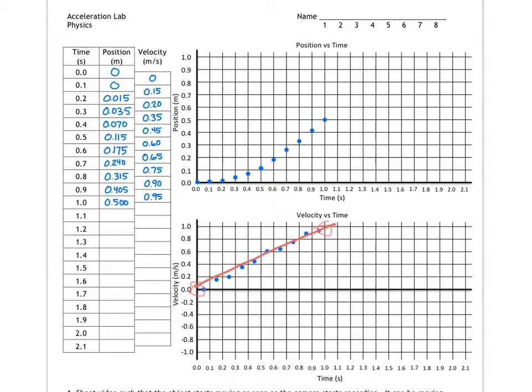Let me get my stylus for this. The slope of this line would be, I need 2 points, but I already have them. Up here, I've got 1 meter per second at 1 second. And down here, I've got 0 meters per second at 0 seconds. What's the slope of that line come out to be?